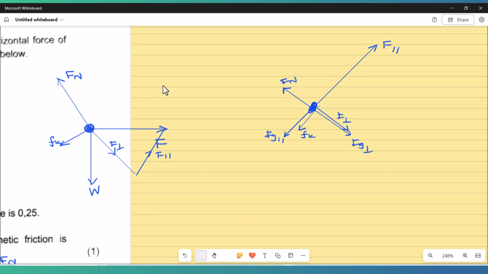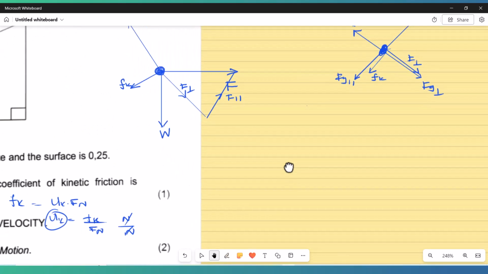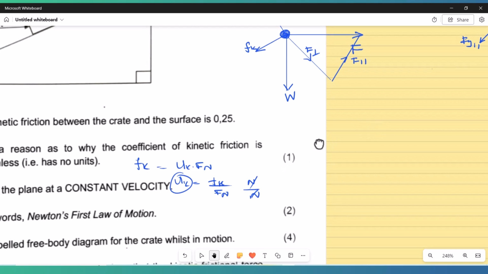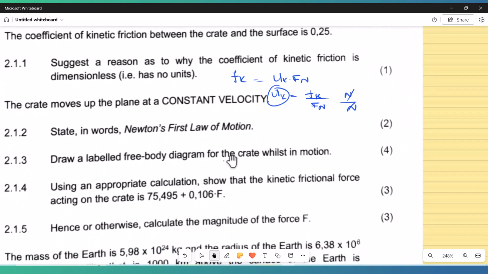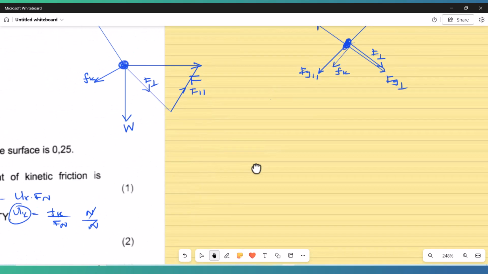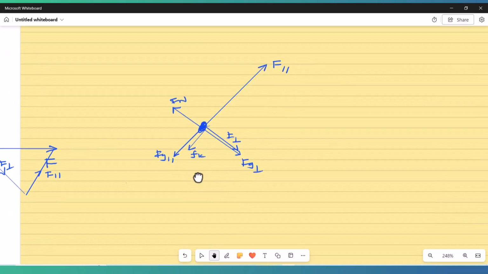Okay. Now what do we know? What are we supposed to do? Check the question again. It says, what must we do? Using an appropriate calculation, show that the kinetic frictional force acting on the plane is given by this one here. Okay, so how do we define frictional force? Anybody who knows that?